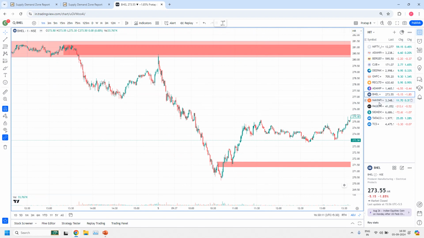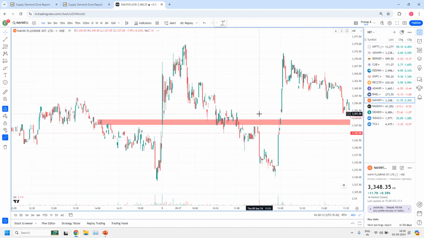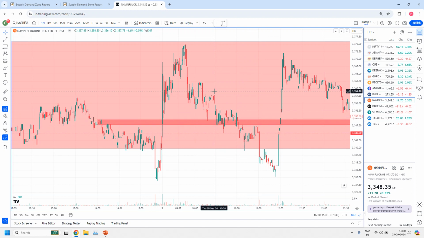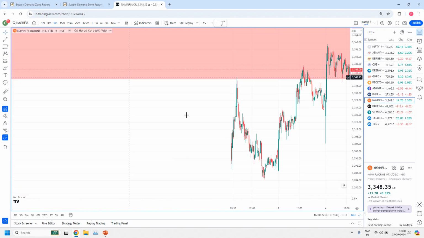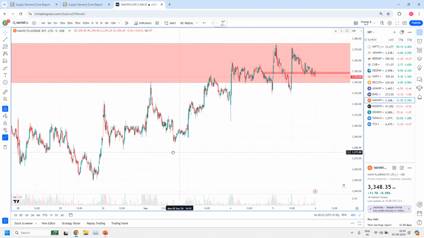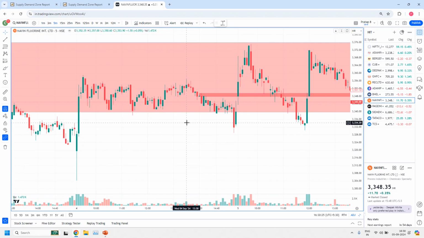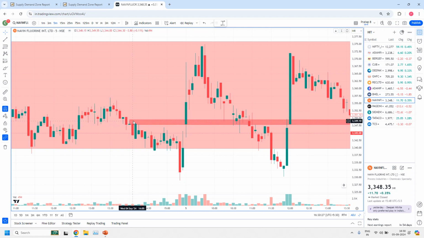Okay, BHL is one. Next one is Navin Fluorine. Have you noticed Navin Fluorine is a 5-minute zone? Let me go to the 5 minutes time frame. We have a 5-minute zone in Navin Fluorine. We have a drop, base, drop, and this zone is violated after that. And our stop loss would have been hit. But whatever loss you get is a minimal loss, because the risk is very minimal.